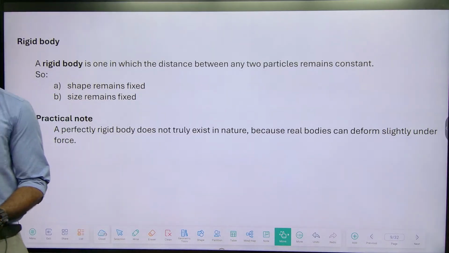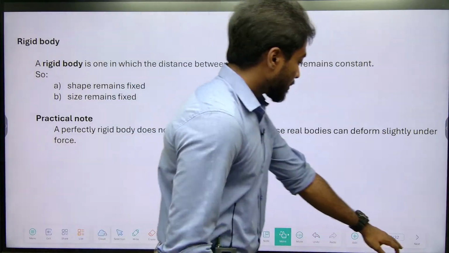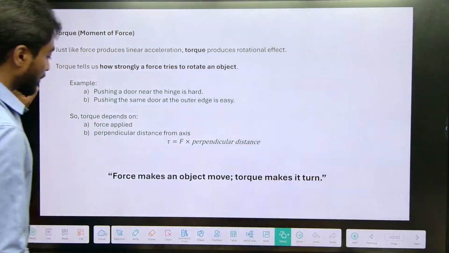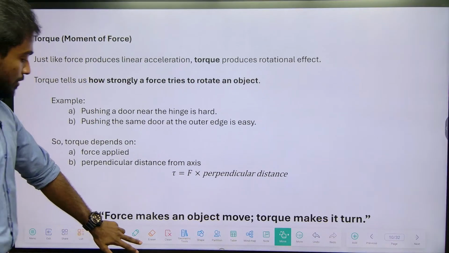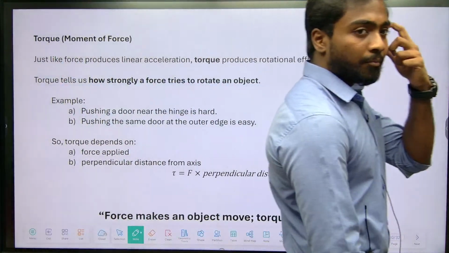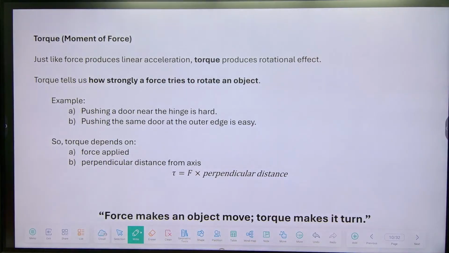So the next topic is torque. Listen here. We have talked about force. Force helps us to move from one point to another point. Like if any external force acts on an object, obviously the object will move.